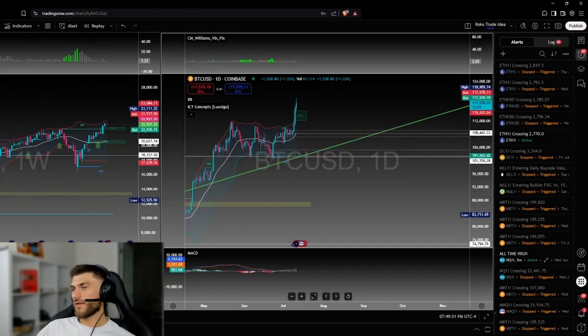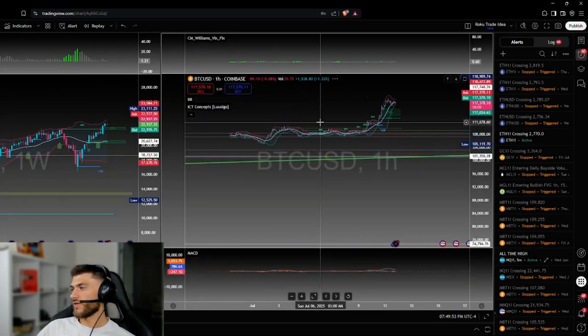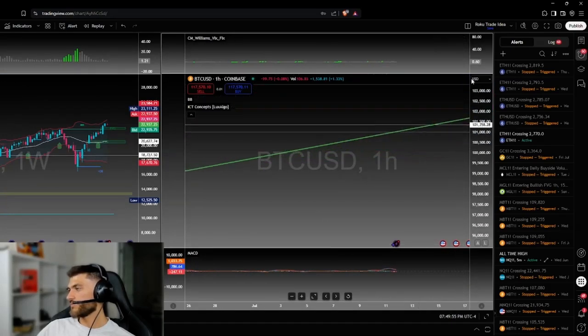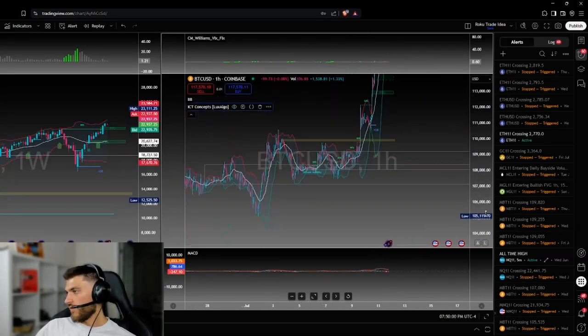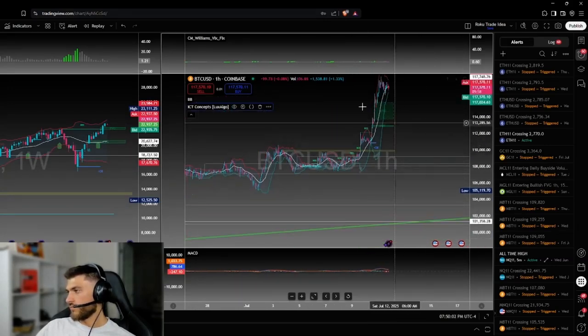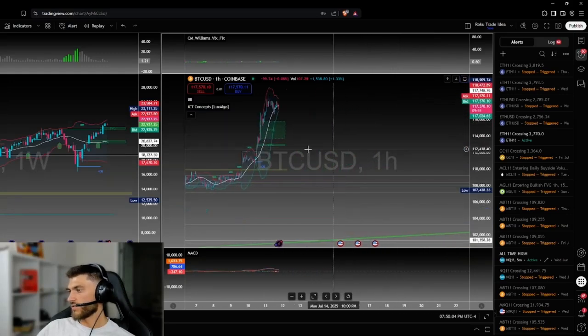Now, if this were going to be something like more of an intraday trade, I'd be on the hourly. And obviously my sentiment is bullish looking at this.